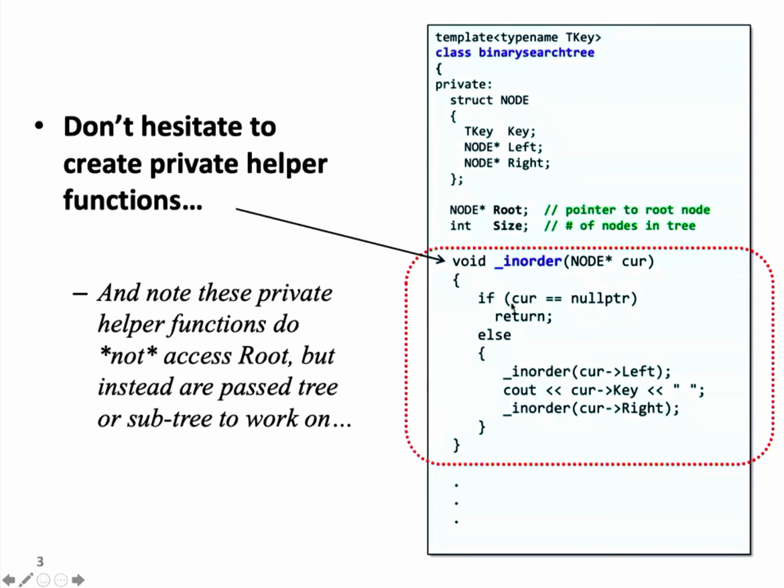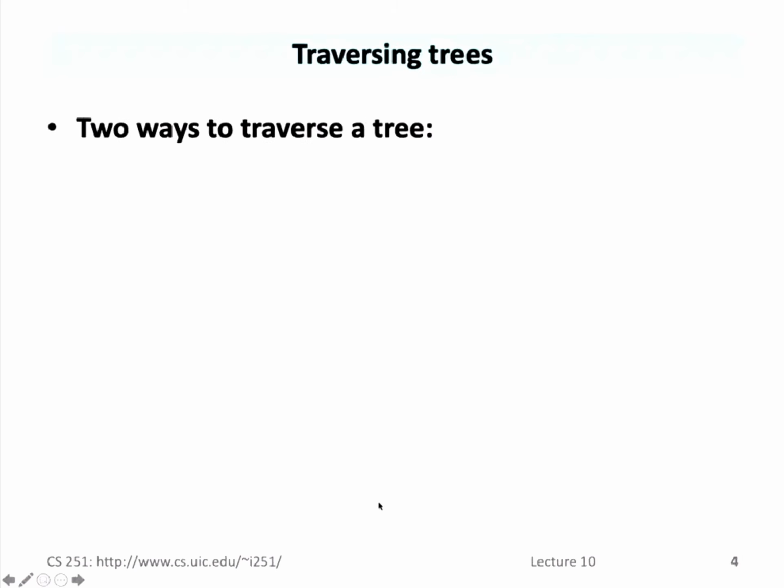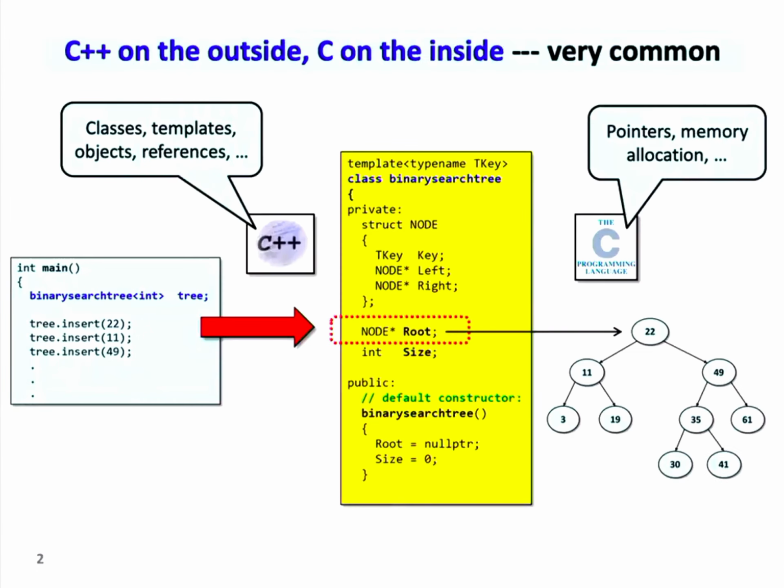So in order is essentially a sequence of how you want the tree printed out, and in this case it's from left to right. If we have an example of the tree here, in order would start off right here, come all the way down to 3, print out 3, and then it would return, come out here, print out 11. Well, 3, 11, 19, return, 22, and then it'll start going to the right side.